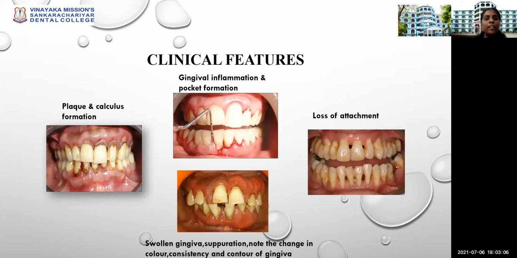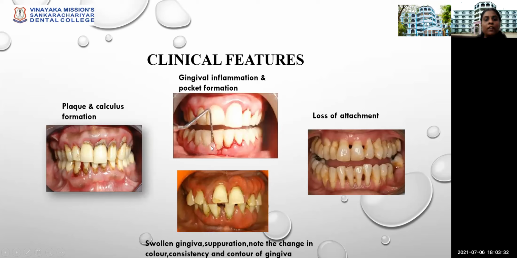Now let us see the clinical features. As I told you, microbial deposit is the major etiological cause for periodontitis. So here it refers to the plaque and calculus. Can you see the plaque and calculus deposits over the tooth here? They are adherent to the tooth surface. Because of that, you can see inflammation of the gingiva. Can you see the inflammation here? Because of this, there is bleeding of gums.